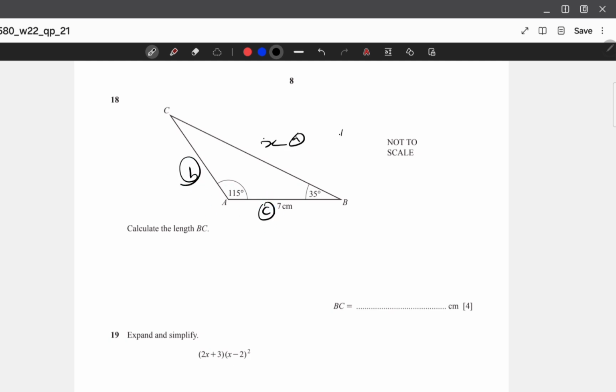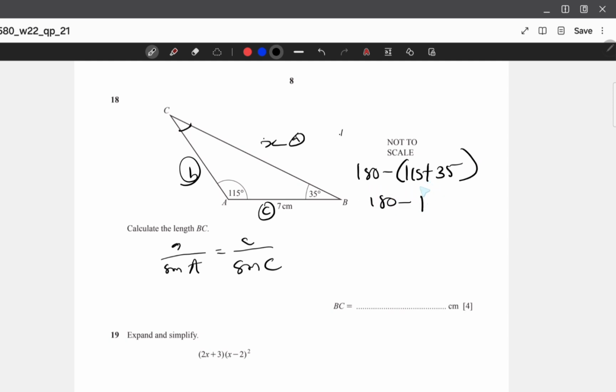So since I'm looking for small a, I can use a over sine capital A equal to c over sine capital C. But I don't have this c. I can find this c. We know that the total angle in a triangle is 180, so I can do 180 minus bracket 115 plus 35. That's 180 minus 150. So that's 30 degrees. So this was 30 degrees.